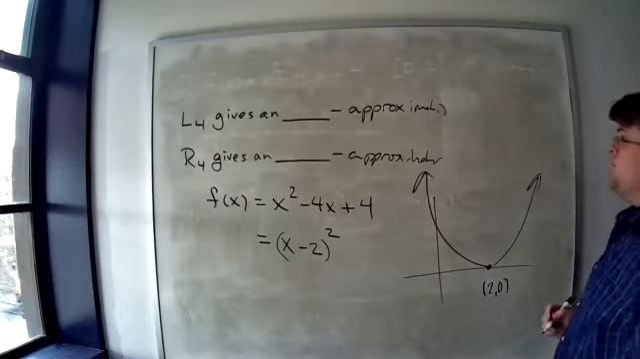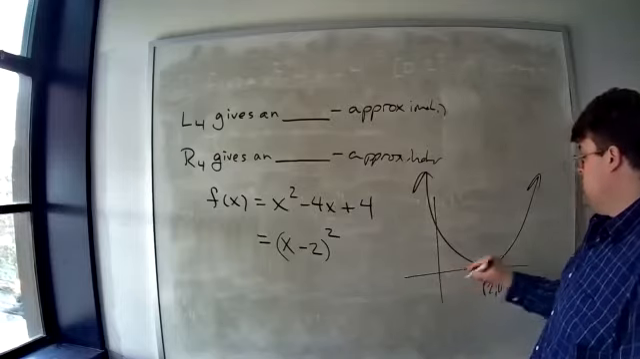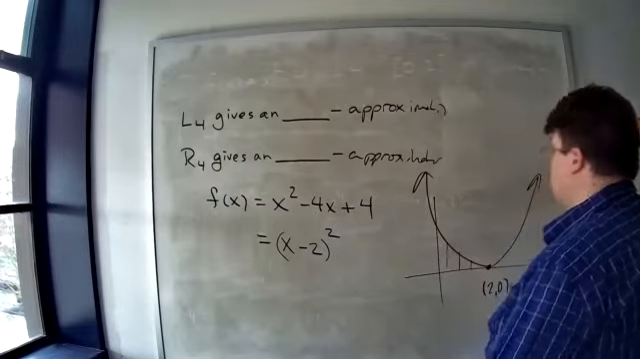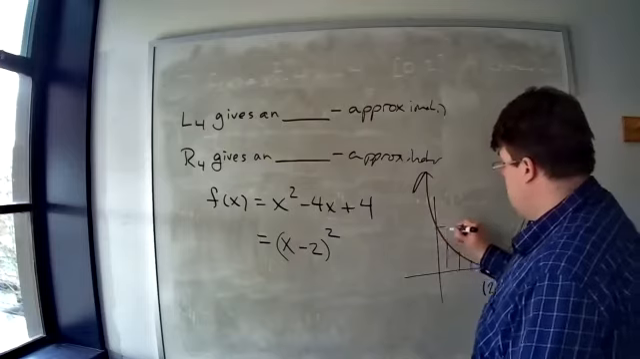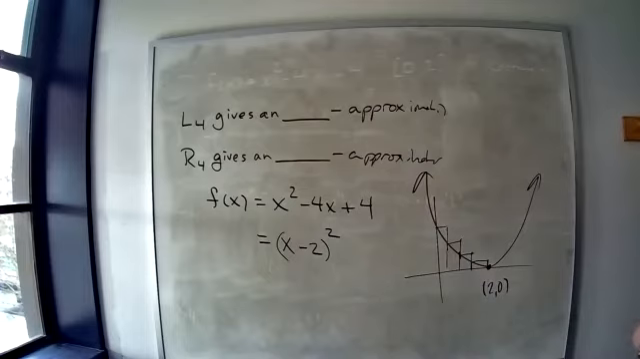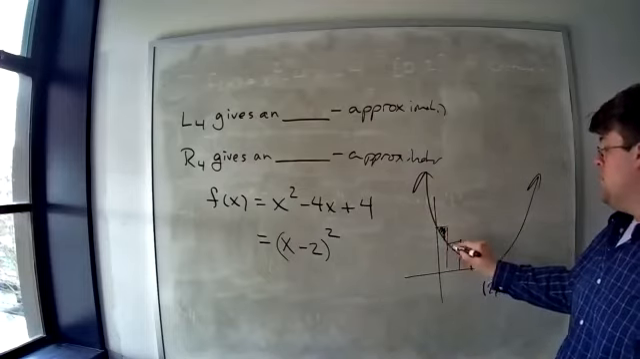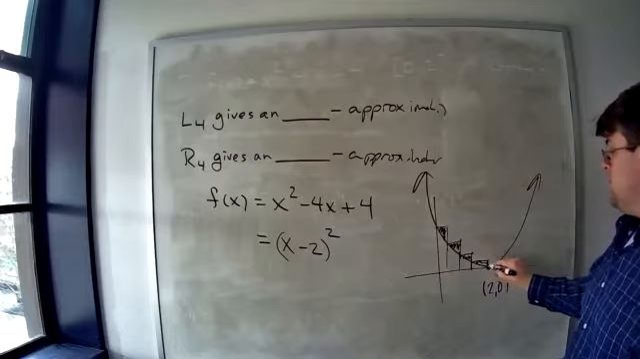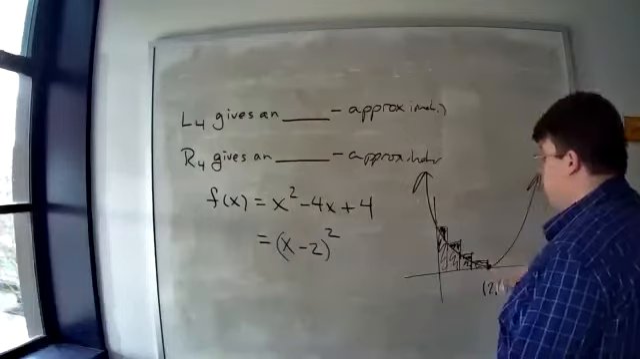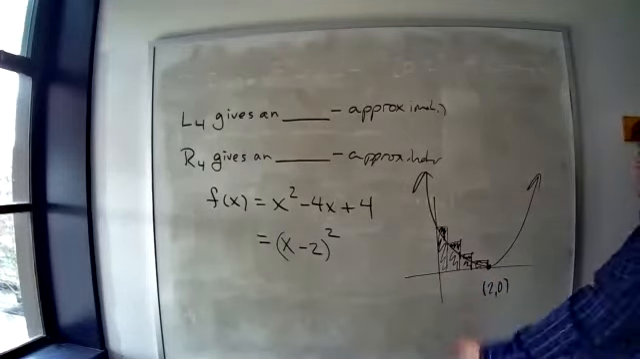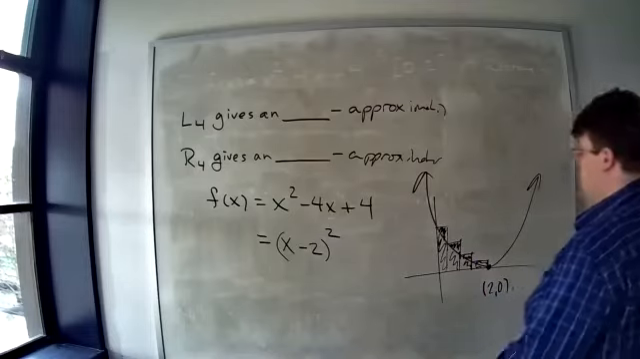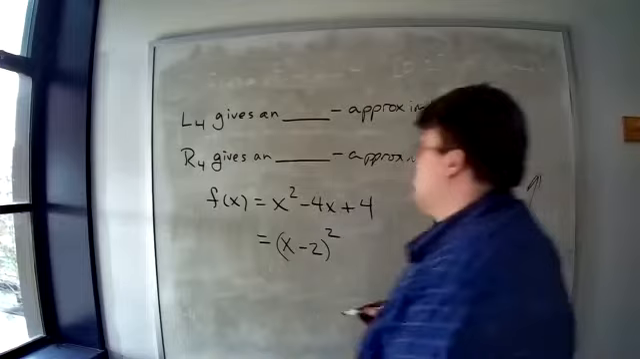So does L4 give an over or under approximation? Well, here's the interval 0 to 2. We're dividing it into 4 pieces. The left-hand approximation rectangles would look like that. Maybe I should show the entire thing. The left-hand approximation would give the area of those 4 rectangles, which notice is more than the exact area. So L4, the left-hand approximation, gives an over approximation.